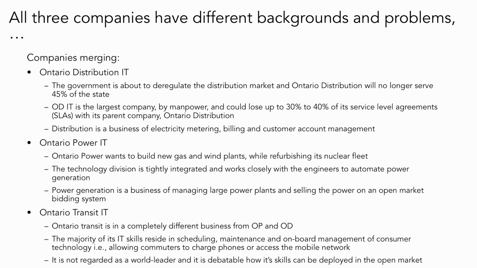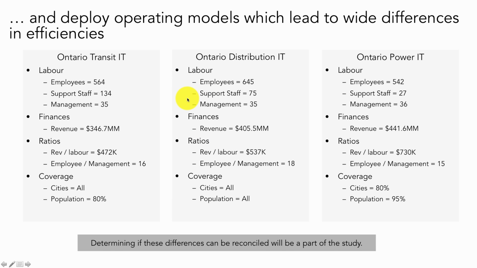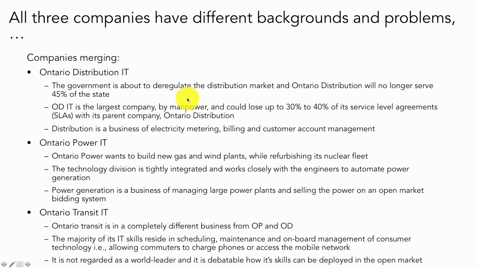The distribution market is about to be deregulated. What that means is that the market will no longer be served by one company. Prices can be set in the market and competitors can enter the market. And if this happens, it is expected that Ontario Distribution will lose 45% of its market. So it'll basically halve in size, right?